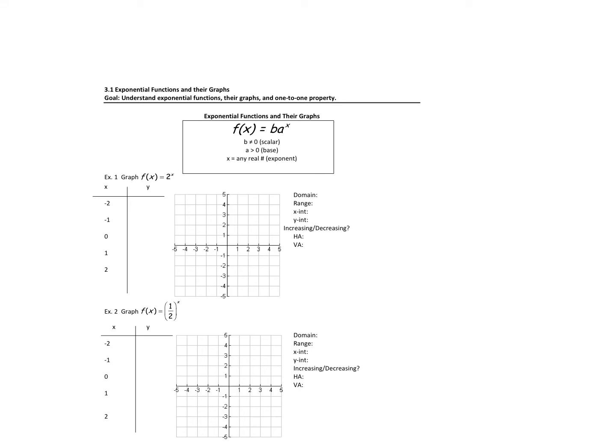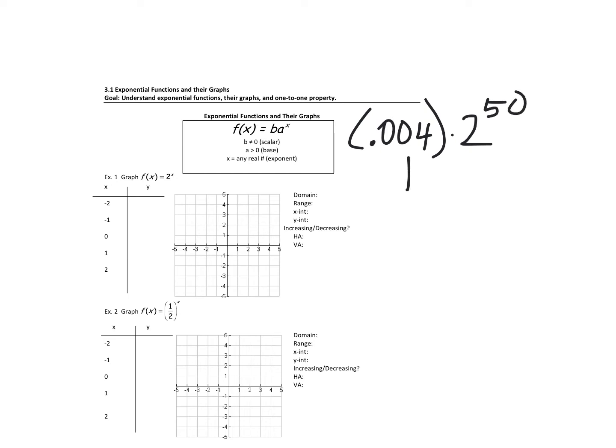So 3.1 is exponential functions and their graph. Let's start off with making sure we understand this first model that we're being presented, which is b a to the x. Let's go back to our example of the width of a piece of paper. It's 0.044, that was our initial amount. And then we multiply that, if we doubled it, 2 to the 50th time.